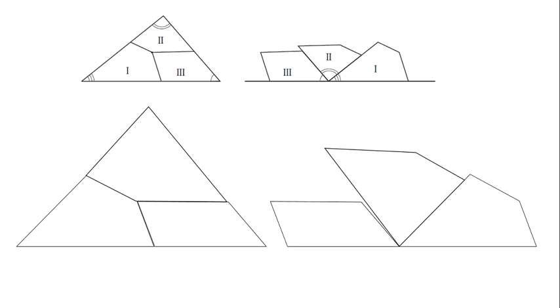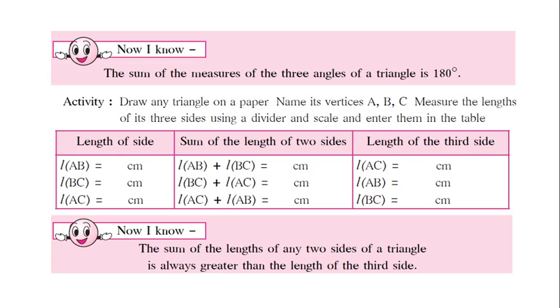We have solved it till here. Now we'll turn to the next slide. The next property is the sum of the lengths of any two sides of a triangle is always greater than the length of the third side. We have now studied that the sum of the measures of the three angles of a triangle is 180 degrees. Angle A plus angle B plus angle C will give you 180 degrees. The second property is the sum of the lengths of any two sides of a triangle is always greater than the length of the third side.